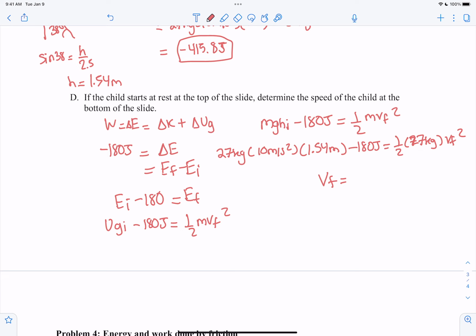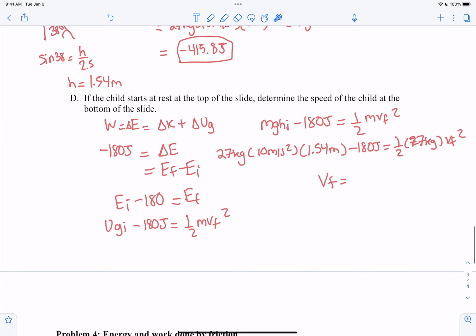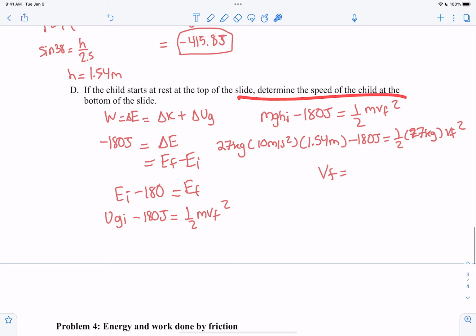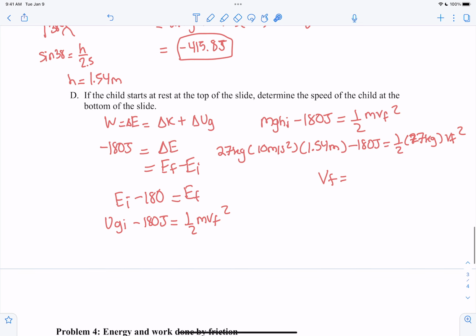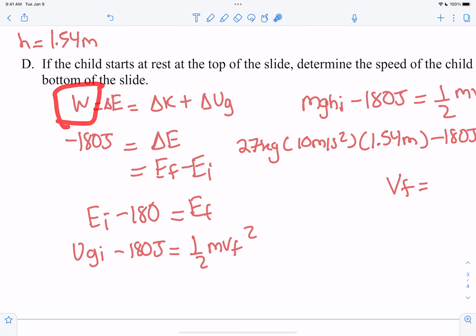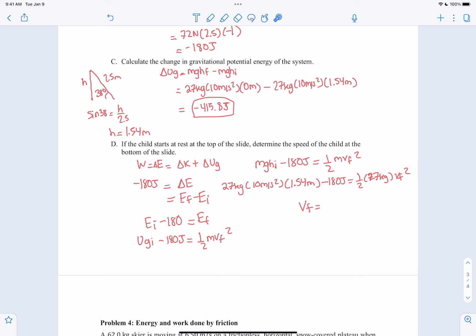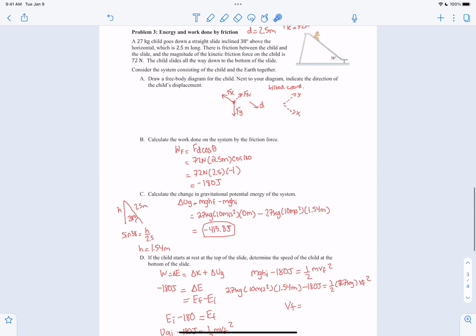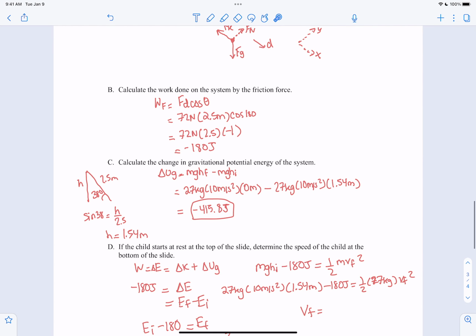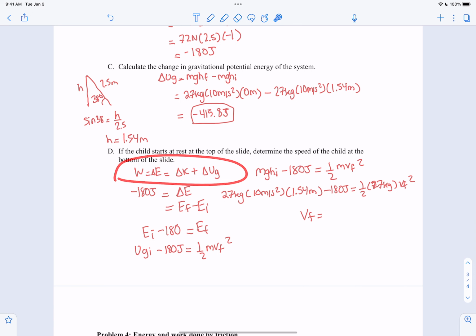Right? So this here is going to give us the speed of the child at the bottom of the slide. Remember, the reason we can actually use work in this equation and still calculate the gravitational potential energy involves a distinction that I failed to make at the beginning, which is the idea of work and using it in this type of equation.